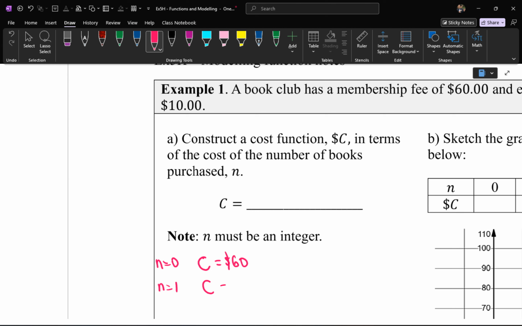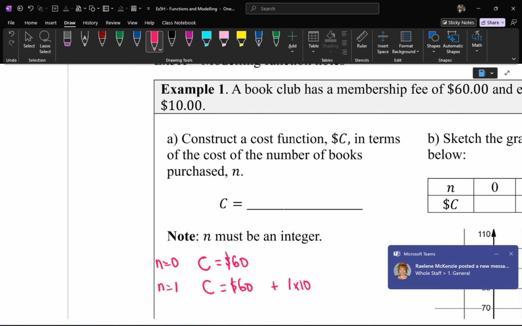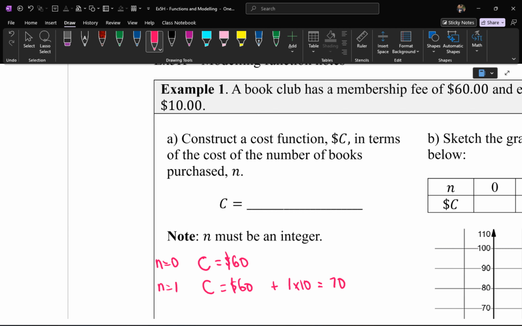Good. $60 is the membership cost. I bought one book, so it's 1 times 10 because I only bought one, and each book costs us $10. So one group of 10. Together that gives me $70. But what you're starting to see is I can model this now. There is a pattern to it.